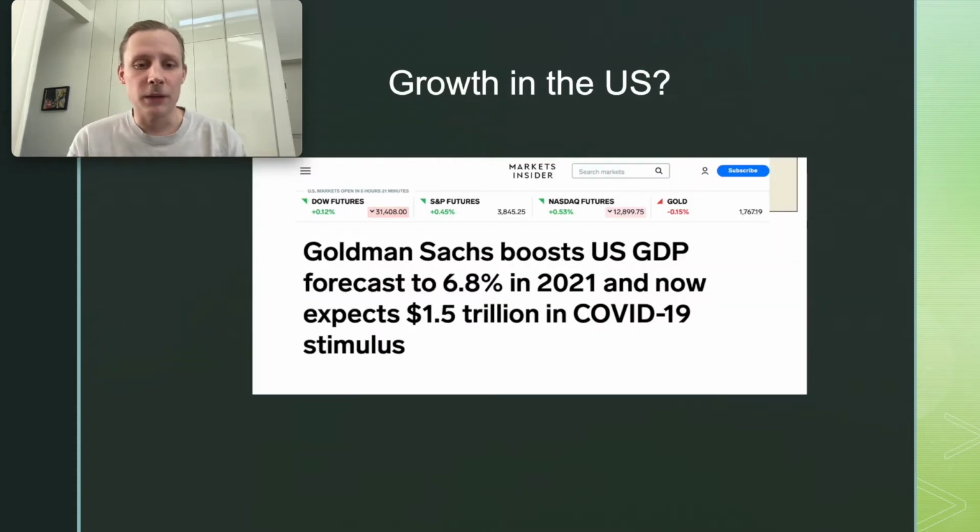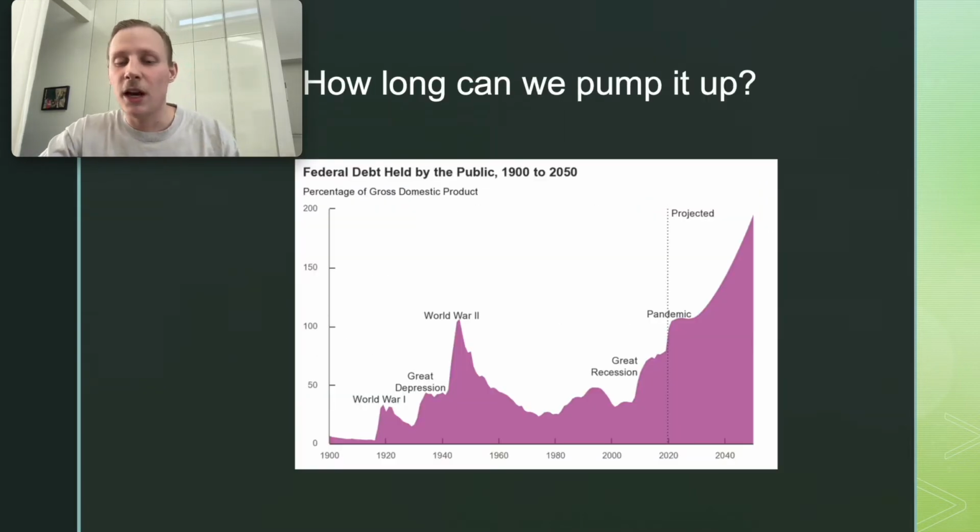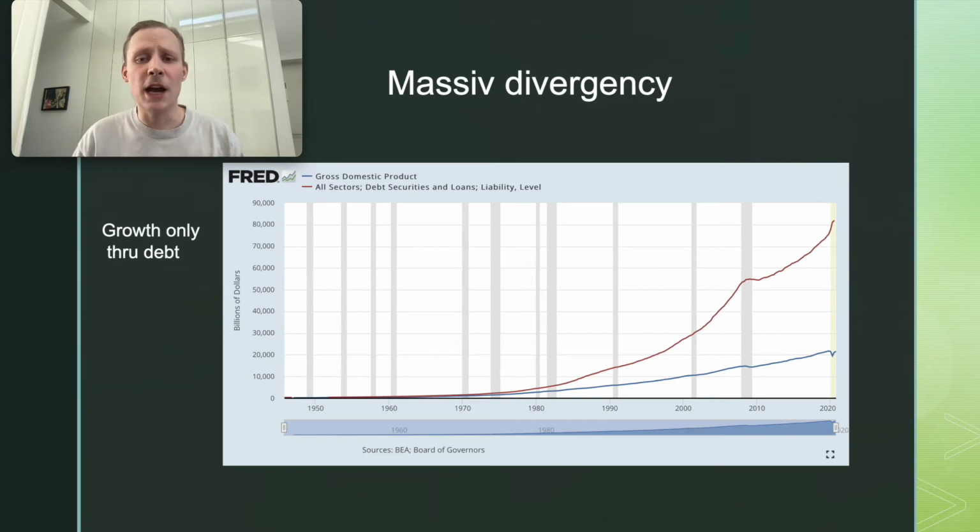Here we have an article that says Goldman Sachs boosts US GDP forecast to 6.8. But the question is, is this growth sustainable? Here you can see a chart, how much the debt compared to the GDP is. And you can see we are at nearly the same levels as at the World War II. And the projection is even worse. We are going to be in the far future at around 200% if this input of money is going on like this. Here you can also see a massive divergency, and growth only comes from liquidity put into market.